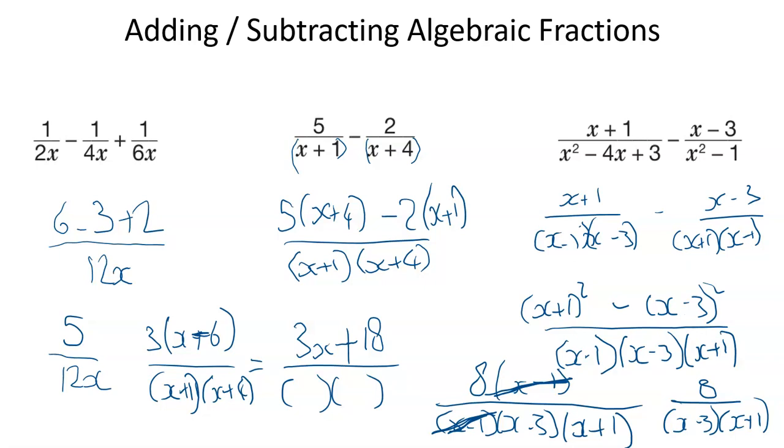But if you've got something snazzy like this, then you might be able to cancel it down in a different way like we did here. And ultimately, if you end up with something on the top and something on the bottom, then you can cross them out and get your simplified answer.